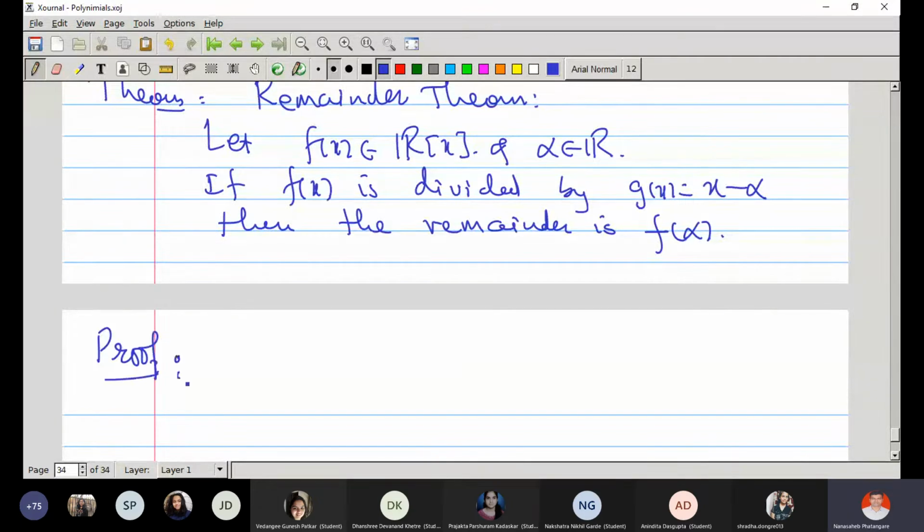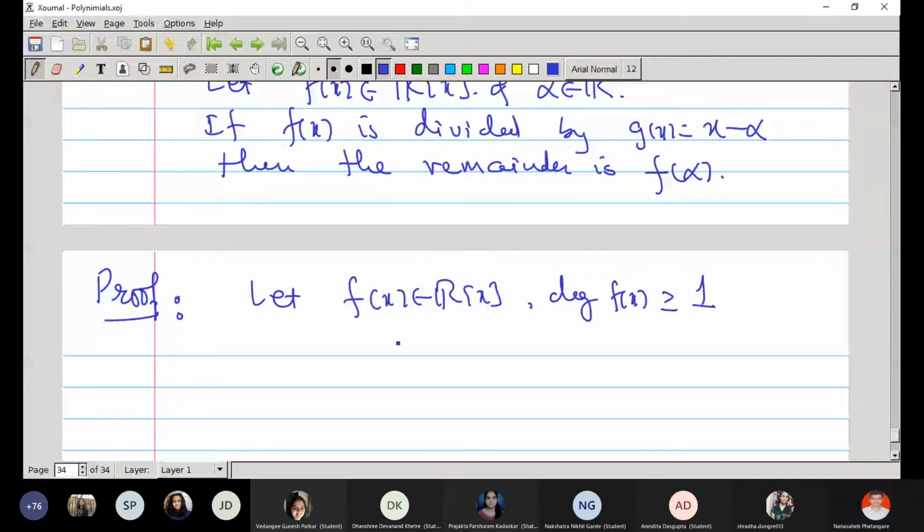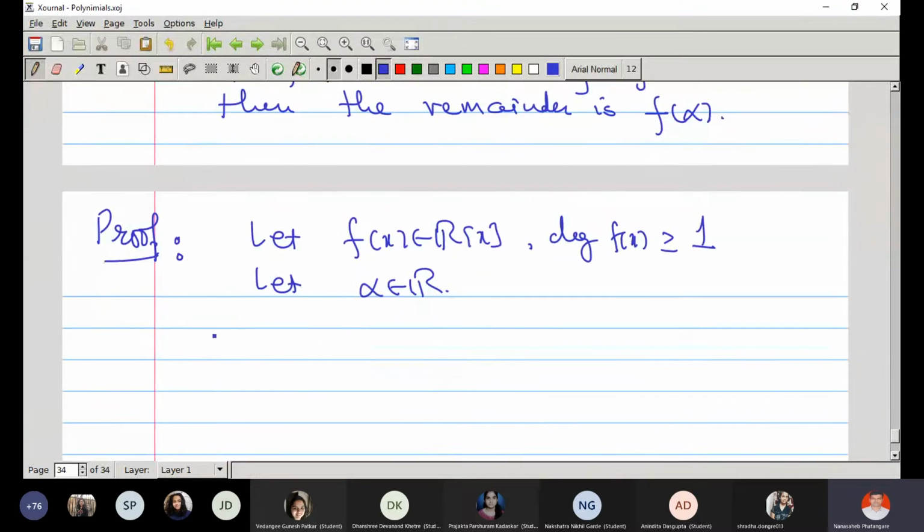So let f(x) belong to R[x] and degree of f(x) is greater than or equal to 1. It is not a constant polynomial, otherwise we cannot divide. So let alpha be any real number of your choice. Let g(x) is equal to x minus alpha. This is a polynomial of degree 1, and degree of f(x) is some higher degree, greater than or equal to 1.